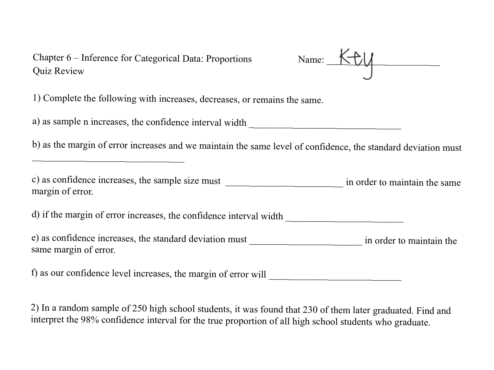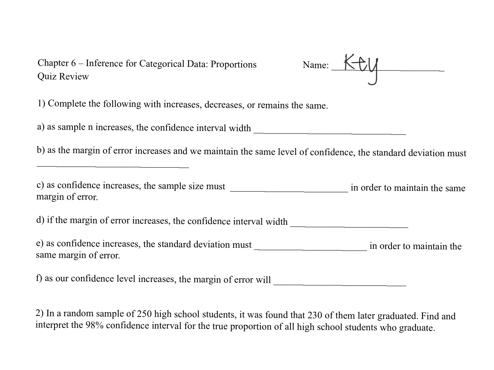Okay, so on the chapter 6 quiz, there will be a section on the short answer where you have to circle either increases, decreases, or remains the same based off the sentence. So it is all related to confidence intervals and how the width changes as you change your sample size, margin of error, or the confidence level itself. So as sample n increases, the confidence interval width decreases.